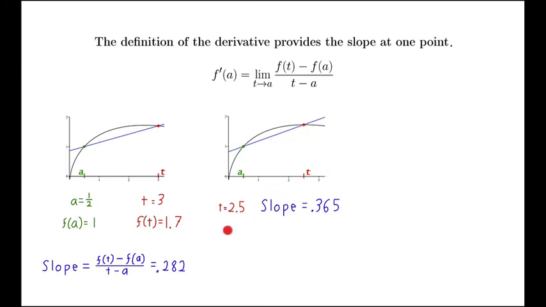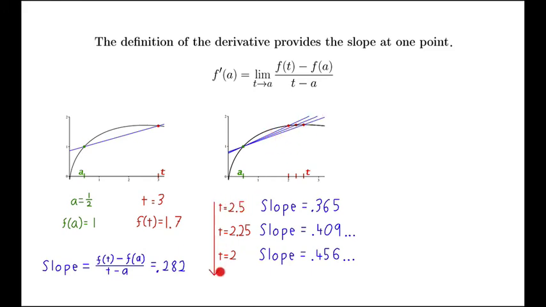The process is important. Here I've gotten t a little bit closer, I get another line and I can figure out its slope. When t is equal to 2.25, I've gotten closer. The slope is 0.409, dot, dot, dot. And then I can move t a little bit closer still, and I get another line. When t equals 2, I get a slope of 0.456, dot, dot, dot. And I want to continue this process of moving t down the axis towards a, tracking this red dot, and tracking these corresponding slopes.